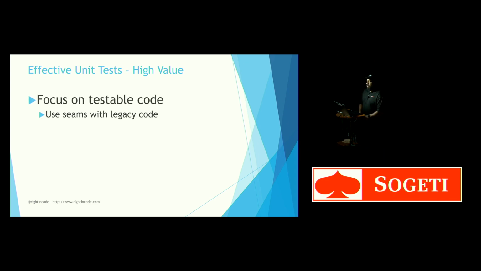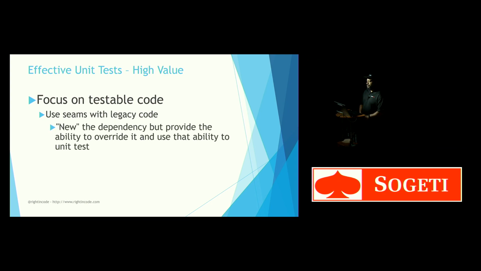Focus on testable code. Use seams with legacy code. Here's an example. Let's say you have code that has a new dependency, or it's instantiating an object during its execution or existence. Go ahead and continue to do that, but provide the ability to override it. And then use that ability to actually test it. So that's one way of using seams with legacy code.